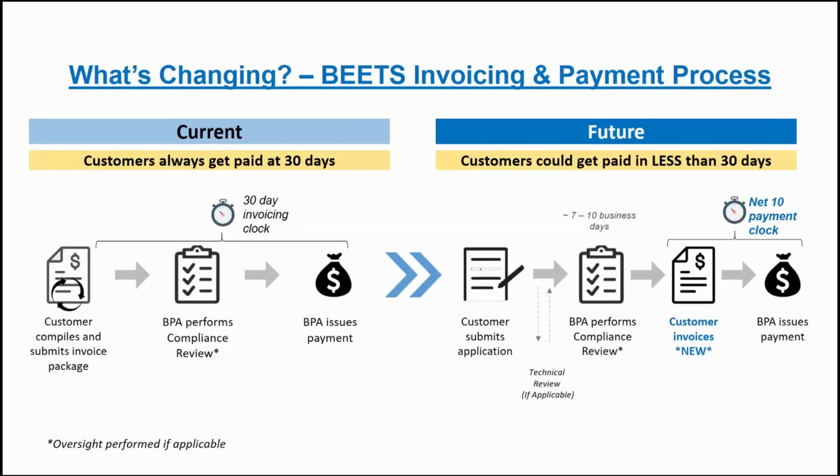Any technical reviews needed will be performed, and then BPA will perform compliance review and oversight if necessary, which takes approximately 7 to 10 business days. Upon approval through compliance review, the customer must now go back into the system and select applications for payment approval and invoicing. This kicks off a net 10 calendar day payment clock before BPA issues payment. While this is now a two-step process for customers, this actually can reduce the amount of time before customers are paid due to the change in payment terms.